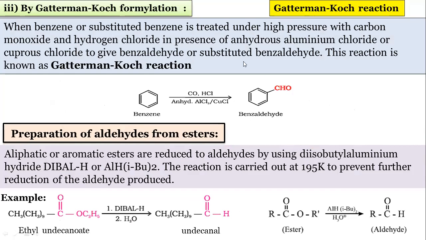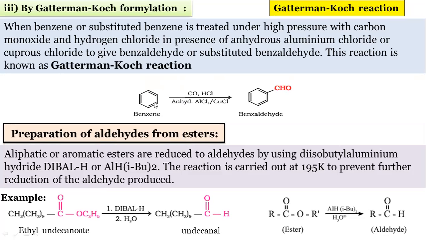Then the next method, the name of the reaction is Gattermann-Koch formylation reaction. This word formylation indicates that the formyl group we have to introduce in the reaction. So this is benzene and this is benzaldehyde. See, this CHO group is also called formyl group. This formyl group is introduced in the reaction. This reaction is called Gattermann-Koch formylation reaction. These are the names of the scientists, Gattermann and Koch, the two scientists who discovered this method.